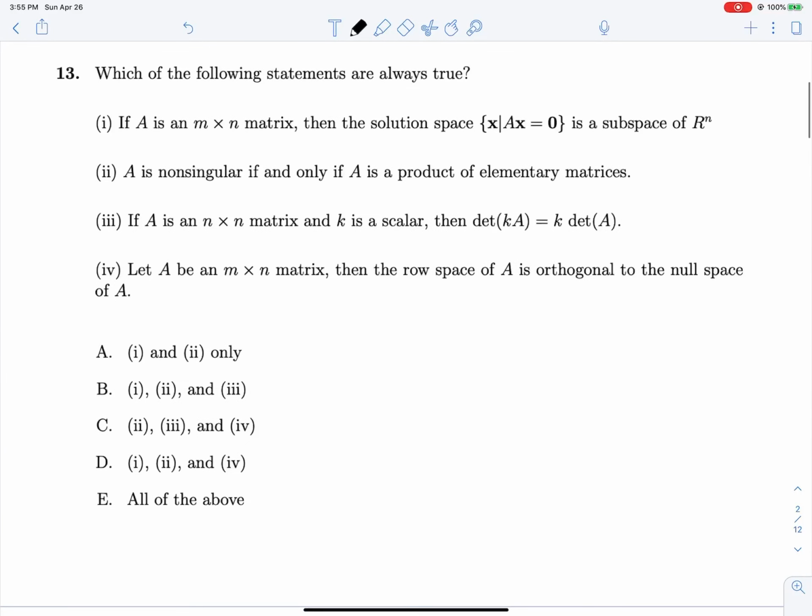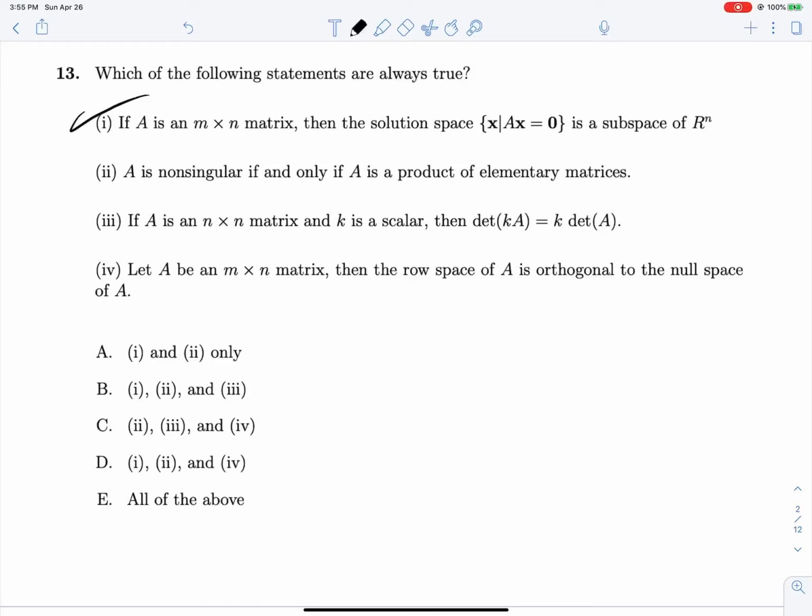And okay, moving on. Which of the following statements are always true? Those are words I'm going to really be hating by the end of this one. One: if A is an m by n matrix, then the solution space, the set of all solutions x to Ax equals 0, is a subspace of Rn. So all this requires you to remember is that the null space is a subspace of R to the number of columns of your matrix. And since we have n columns in our matrix, the null space here is a subspace. If this was R to the m, then this would be false.